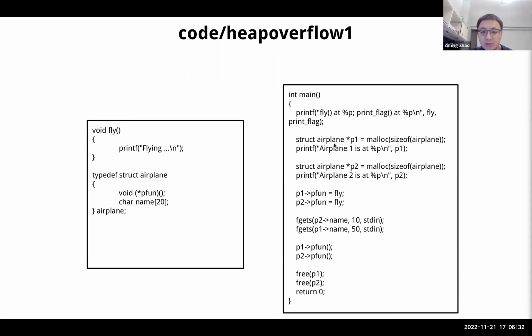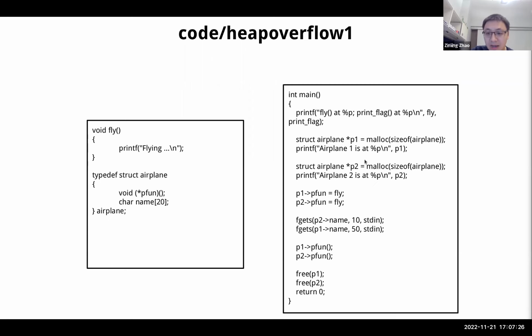That's it. The main function will first print out the address of fly, and also print out the address of print flag. Print out those two addresses of functions. Then we will create our first structure, plane 1, using malloc. We just do malloc of size of airplane. Then we get the pointer to the airplane. From last class, we know that before that pointer, 8 bytes are used for metadata. As a programmer, you do not really see that directly. What you get directly is the structure's address. Then we print out that the airplane is at that address.